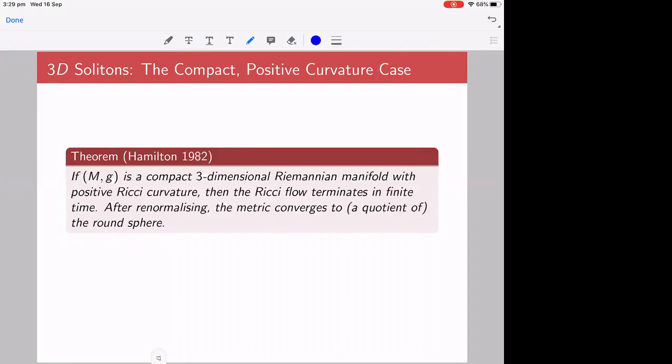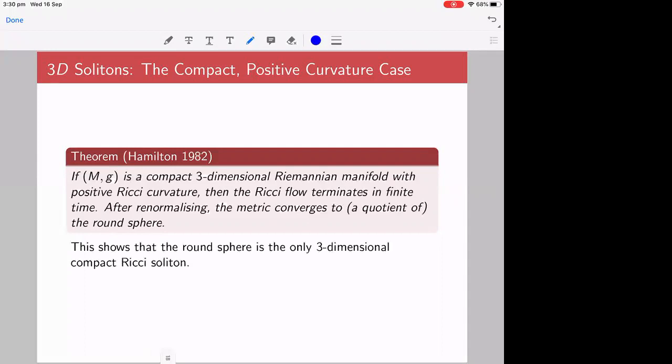Now, why is this so helpful? Well, if you have a gradient shrinking Ricci soliton, you also know that it disappears in finite time. And you also know that it converges in the Gromov-Hausdorff sense to basically the same Ricci soliton. And so therefore it can't possibly converge to something different. So what that means is that if your compact gradient shrinking Ricci soliton happens to have positive curvature, then it must be the sphere up to universal cover. Since this is an old result, I won't go through the proof of this.